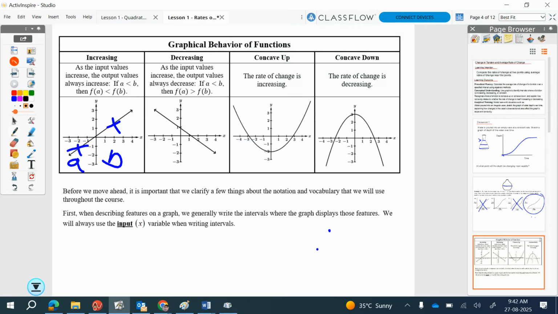All right. So our key information for today's lesson is this bit here.